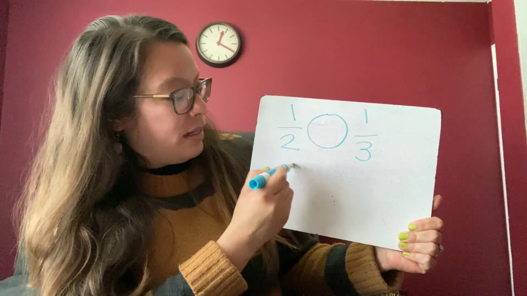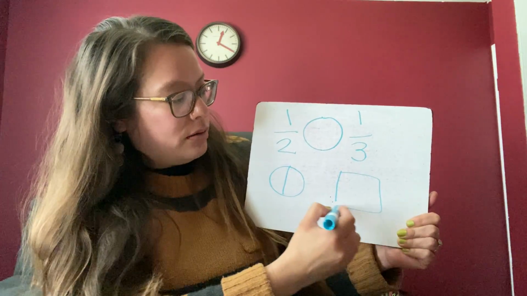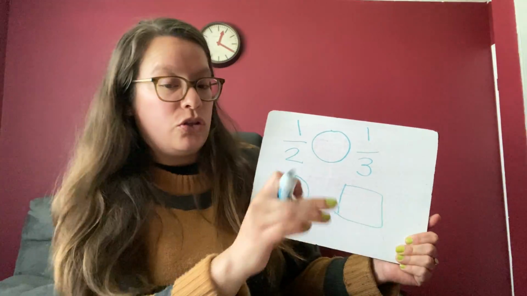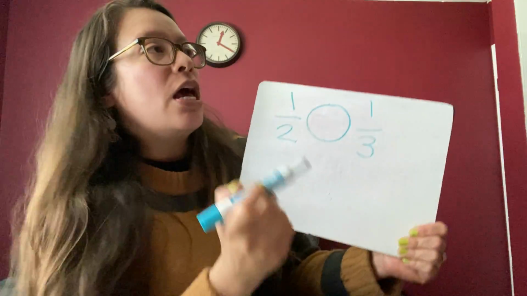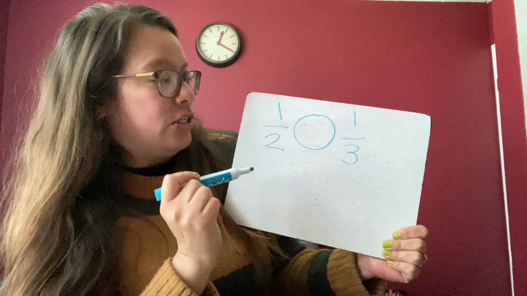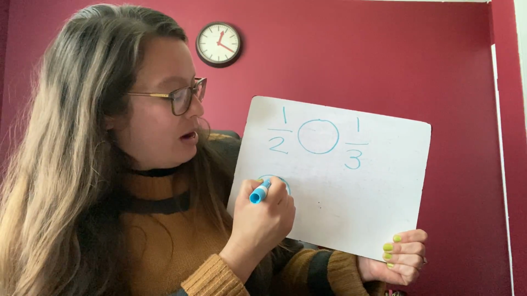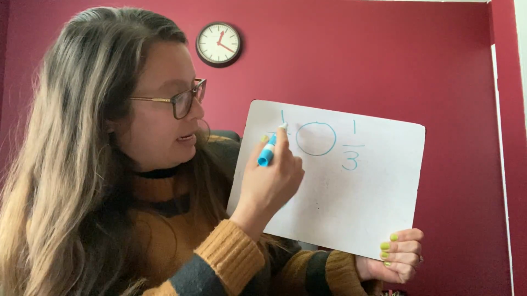You can't draw something like this. You can't do a circle and then a square, right? Because they are not the same size. The square is obviously bigger than the circle. So you want to have two congruent shapes. If I chose circles, for 1/2, I would draw a circle, and then I would shade in 1/2 of it, because that's what I'm comparing here.